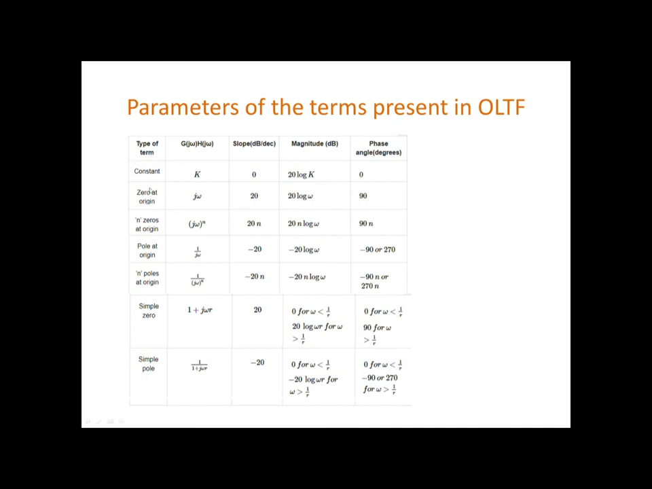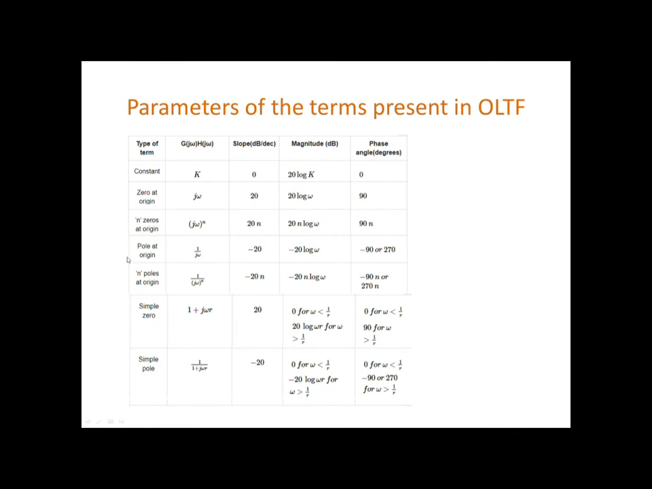So here are the parameters of the terms present in the open loop transfer function. If we consider the constant term, then the slope is 0 dB per decade, the magnitude becomes 20 log K, and the phase angle is 0 degree. For a zero at origin, the slope becomes plus 20 dB per decade, the magnitude is 20 log ω, and the phase angle is 90 degrees. If there are multiple zeros at origin, then everything is multiplied by n: the slope will be 20n, the magnitude 20n log ω, and the angle 90n.